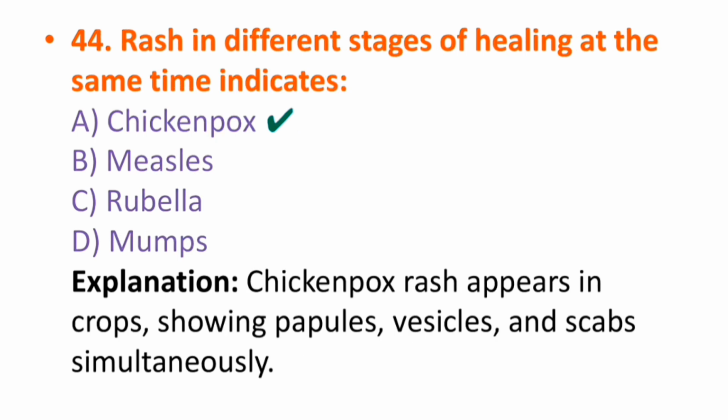A rash in different stages of healing at the same time indicates option A chickenpox, option B measles, option C rubella, option D mumps. The correct answer is option A chickenpox. Chickenpox rash appears in crops, showing papules, vesicles, and scabs simultaneously.